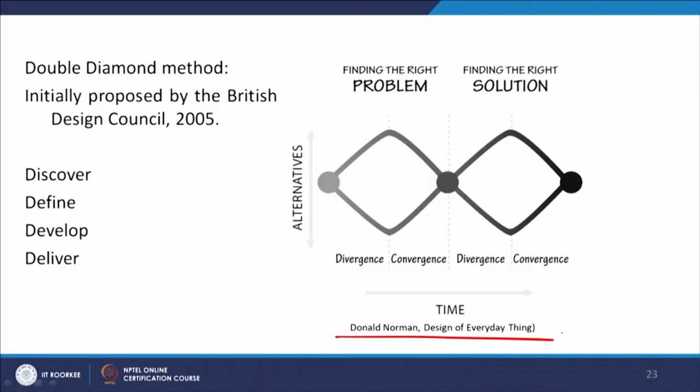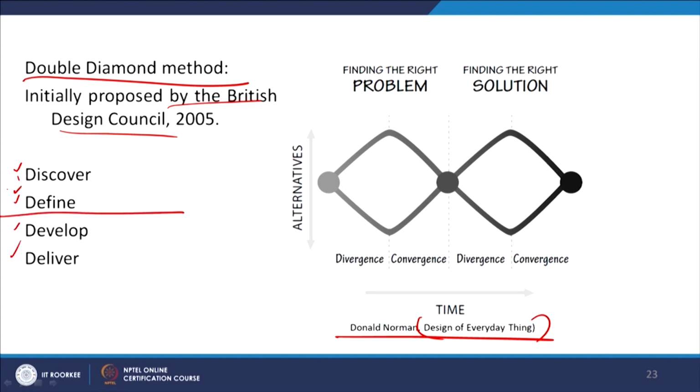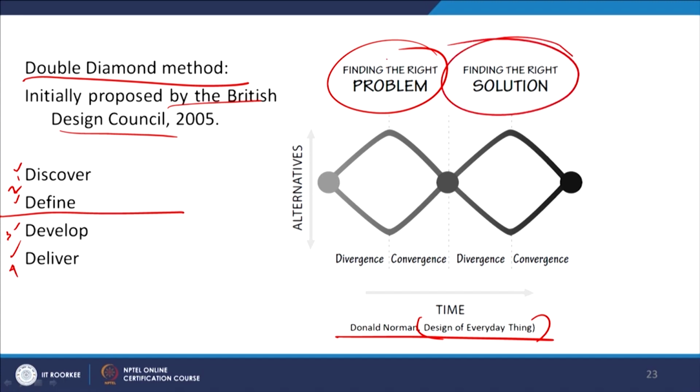And Donald Norman also gives a design method, on how a design should go in terms of the solution. This is called the double diamond method, initially proposed by the British Design Council in 2005. Donald Norman writes this in his book, The Design of Everyday Things, and this diagram is taken from there. These are the 4 steps of the double diamond method, and the initial 2 stages are for identifying the problem, and the next 2 stages are for finding the right solution.